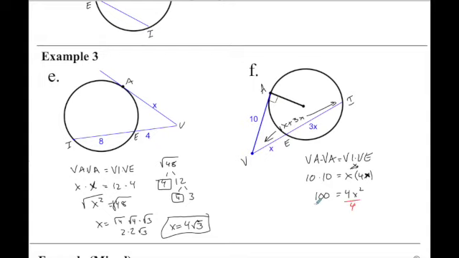Divide by 4. Square root. So we have X equals 5 on this one. Oh, looking at that, that would leave this one to be 5. VE is 5. And then EI would be 3 times 5, which is 15.